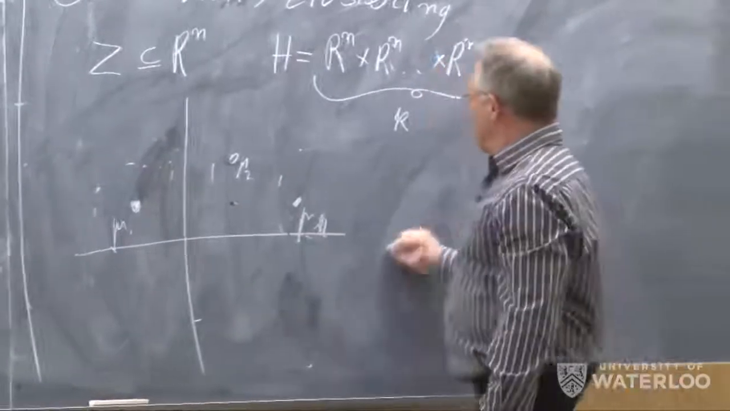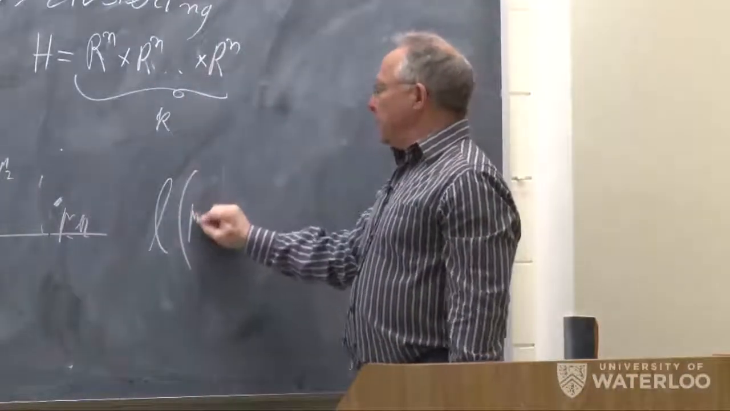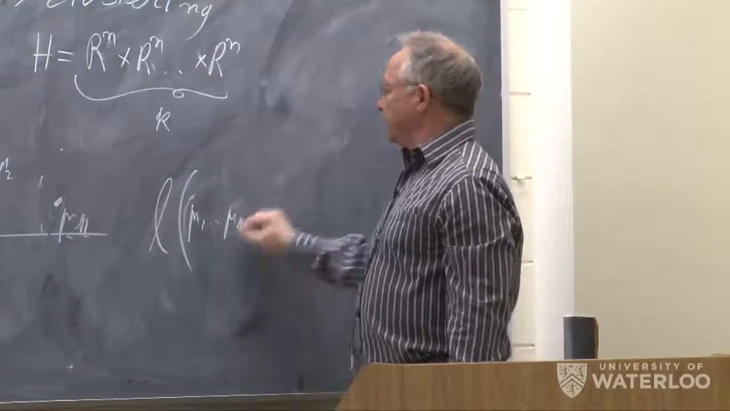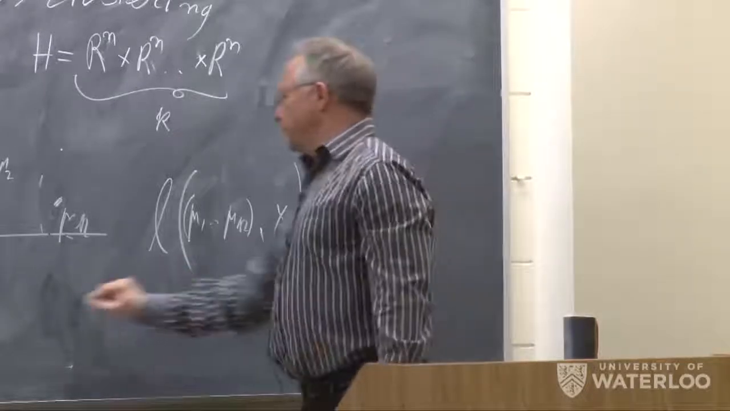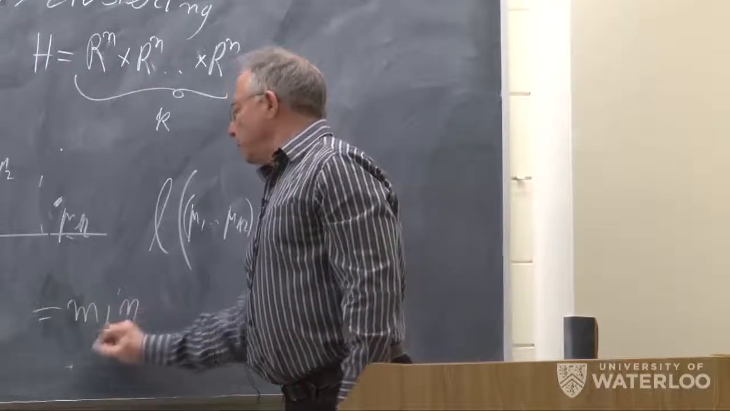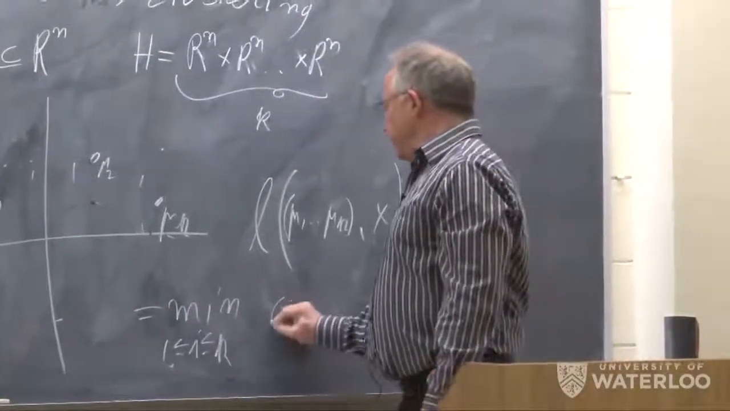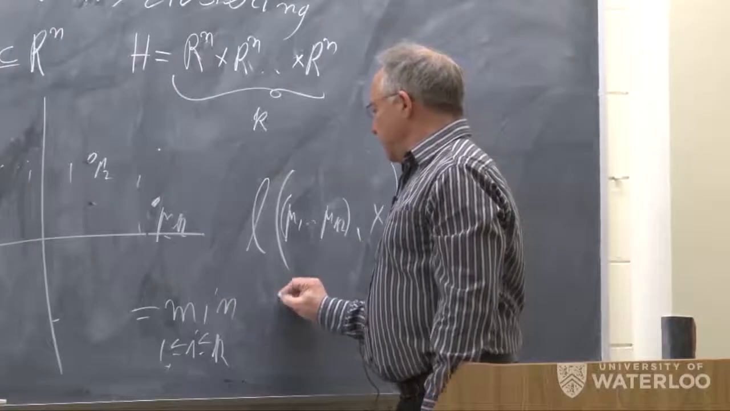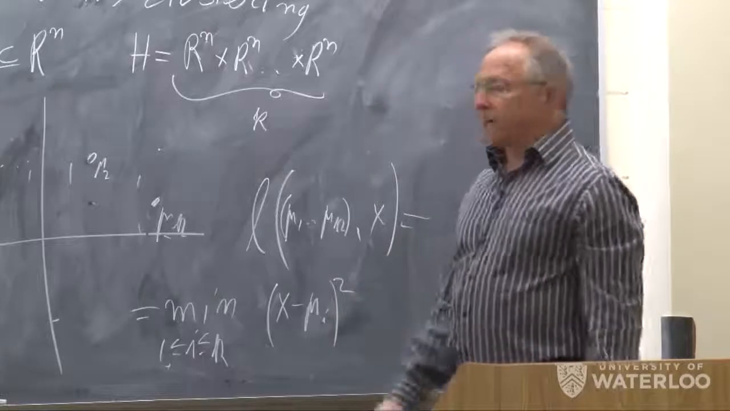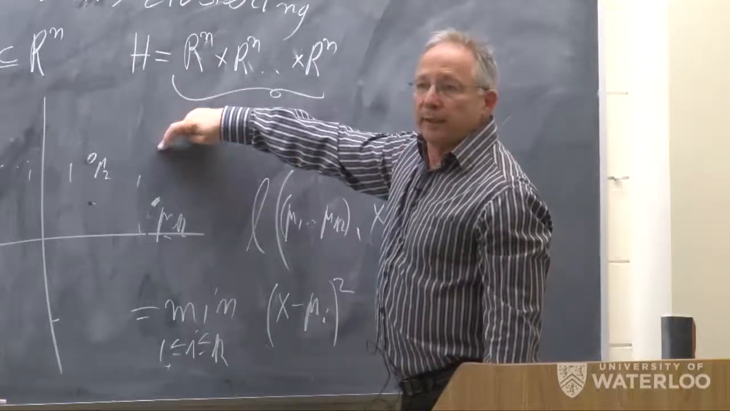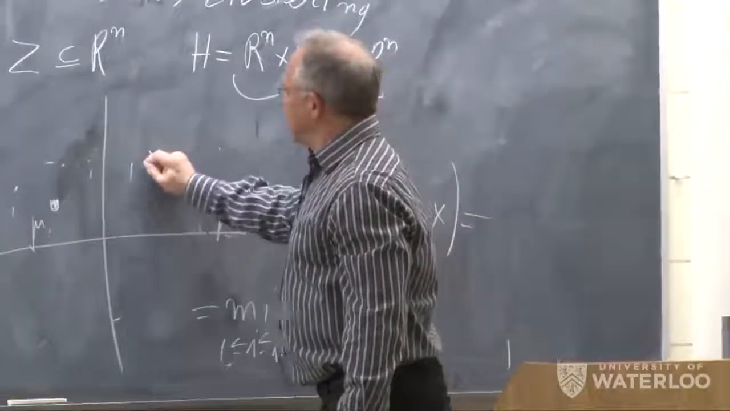So the loss, when I get such a k-tuple mu_1 up to mu_k, and I get a point x, is the minimum over i between 1 and k of the distance ||x minus mu_i|| squared. So for every point, the loss of the point is how far it is from the closest center. Right? So these are my centers.